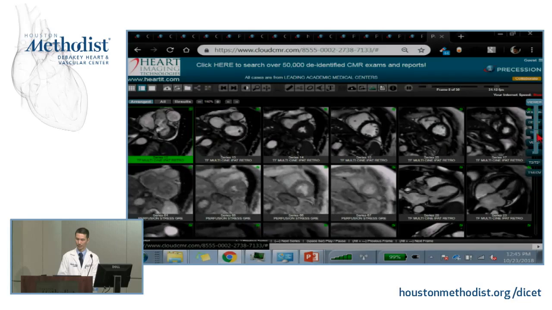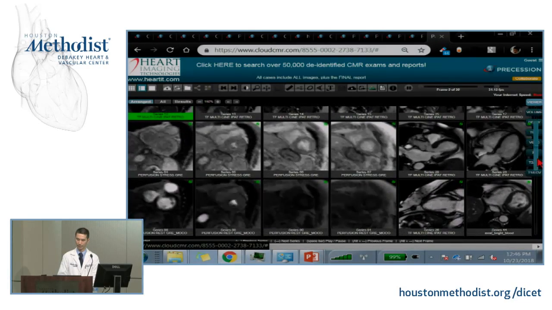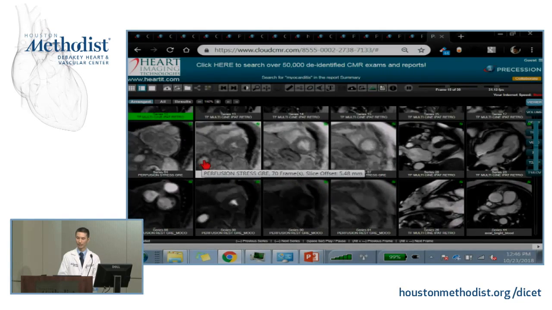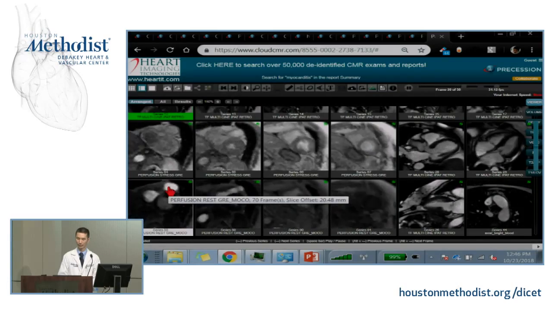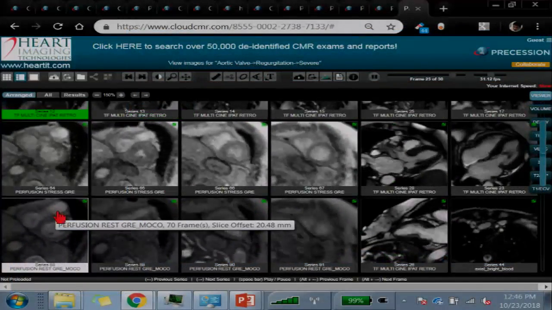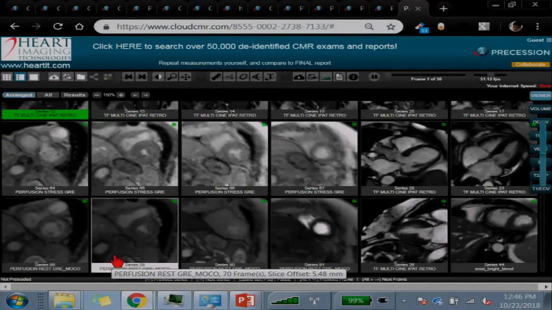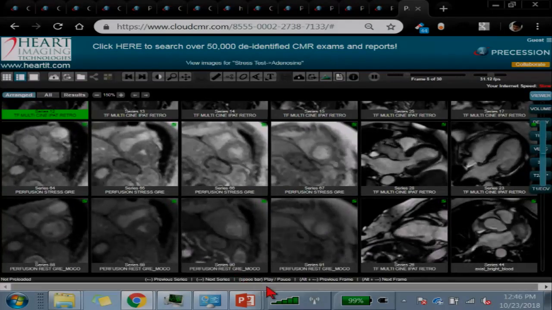Let me see if I can get this to... And how about the stress? Let's wait for it to cycle back. Maybe. Not the most convincing, huh? Okay.